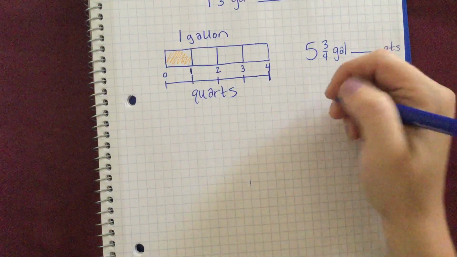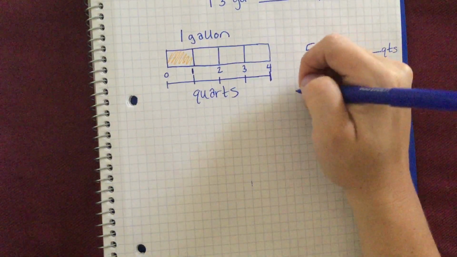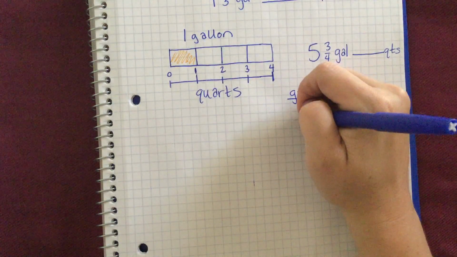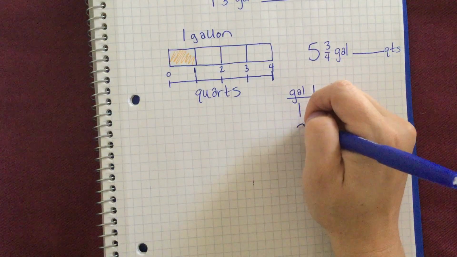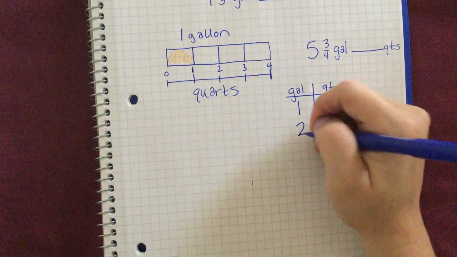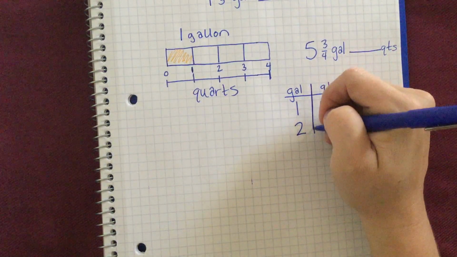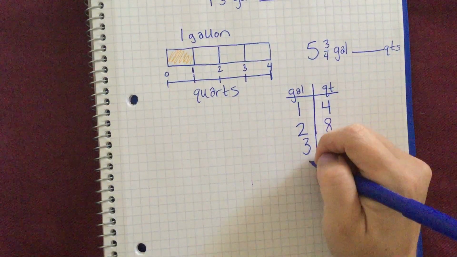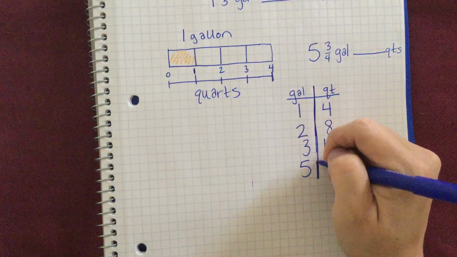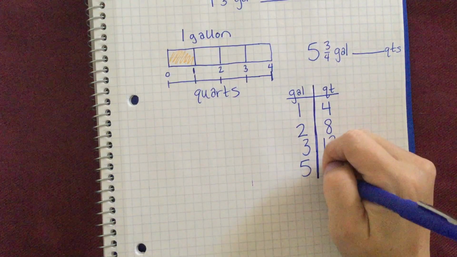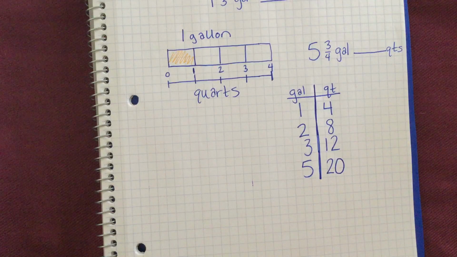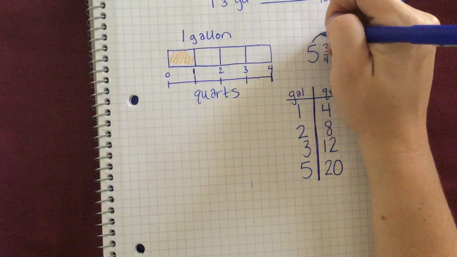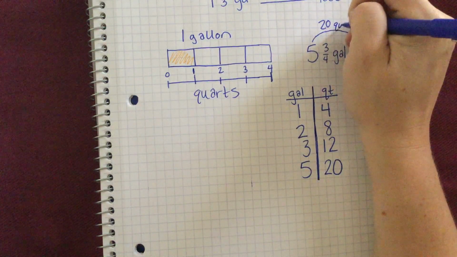So 5 gallons, remember from our work from last week, if you have 1 gallon, that's 4 quarts. If you have 2 gallons, that's 4 quarts times 2 gallons, that's 8 quarts. If you have 3 gallons, that's 3 gallons times 4 quarts in a gallon, that's 12 quarts. What if you have 5 gallons? That's right, that's 20 quarts. So we know that this 5 gallons will give us 20 quarts.